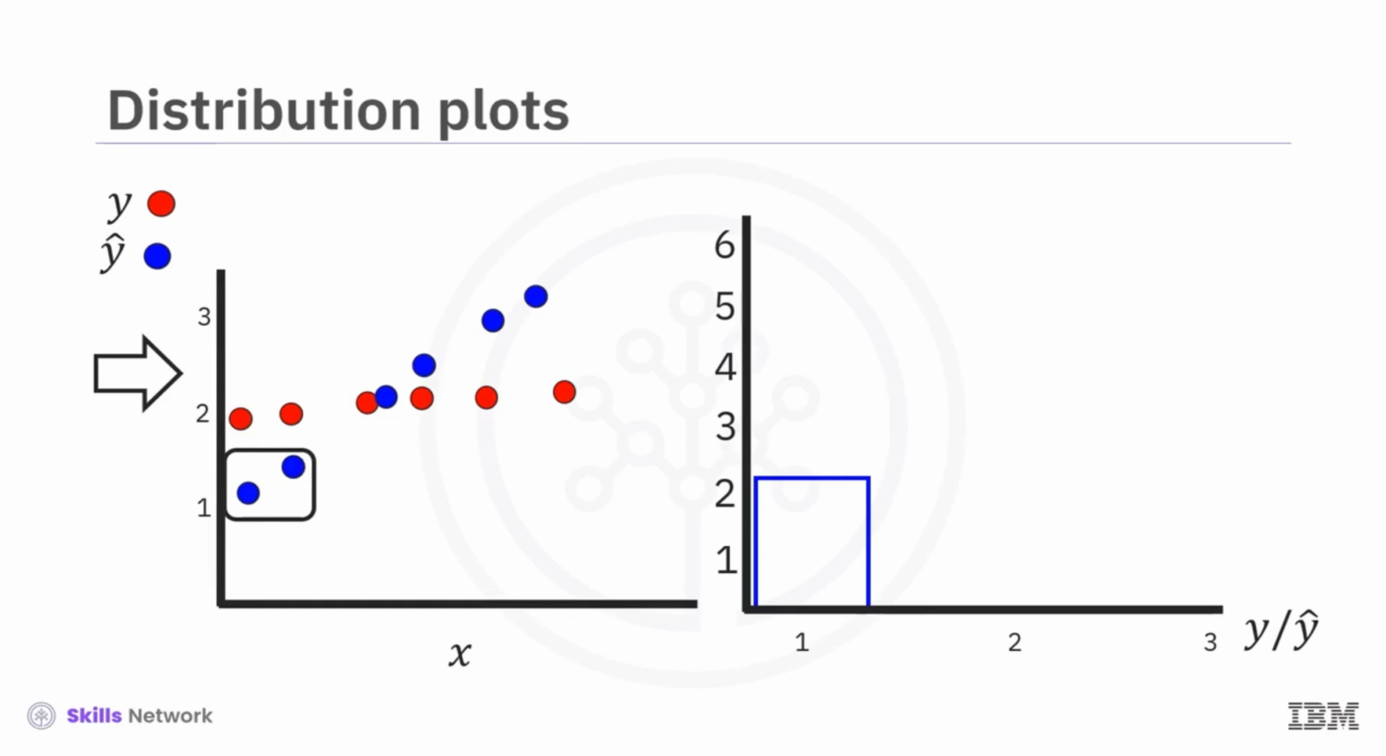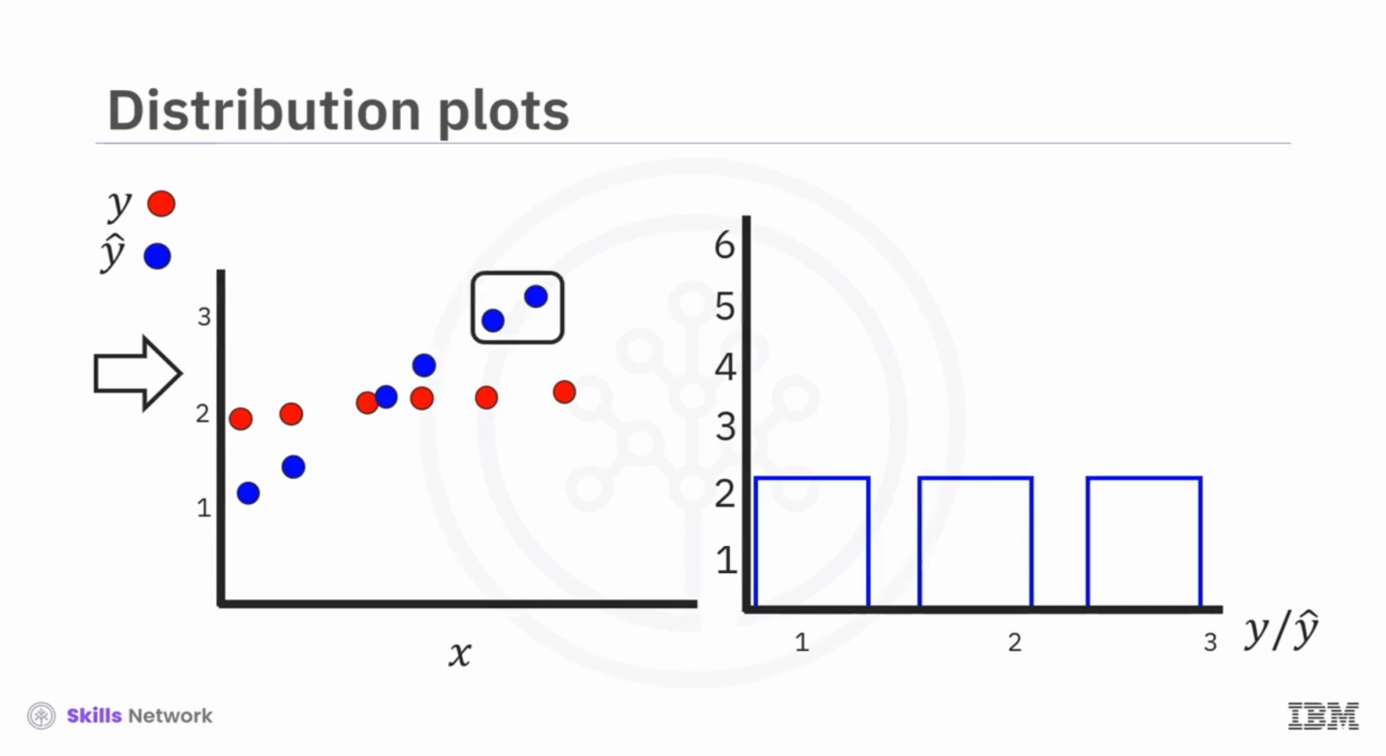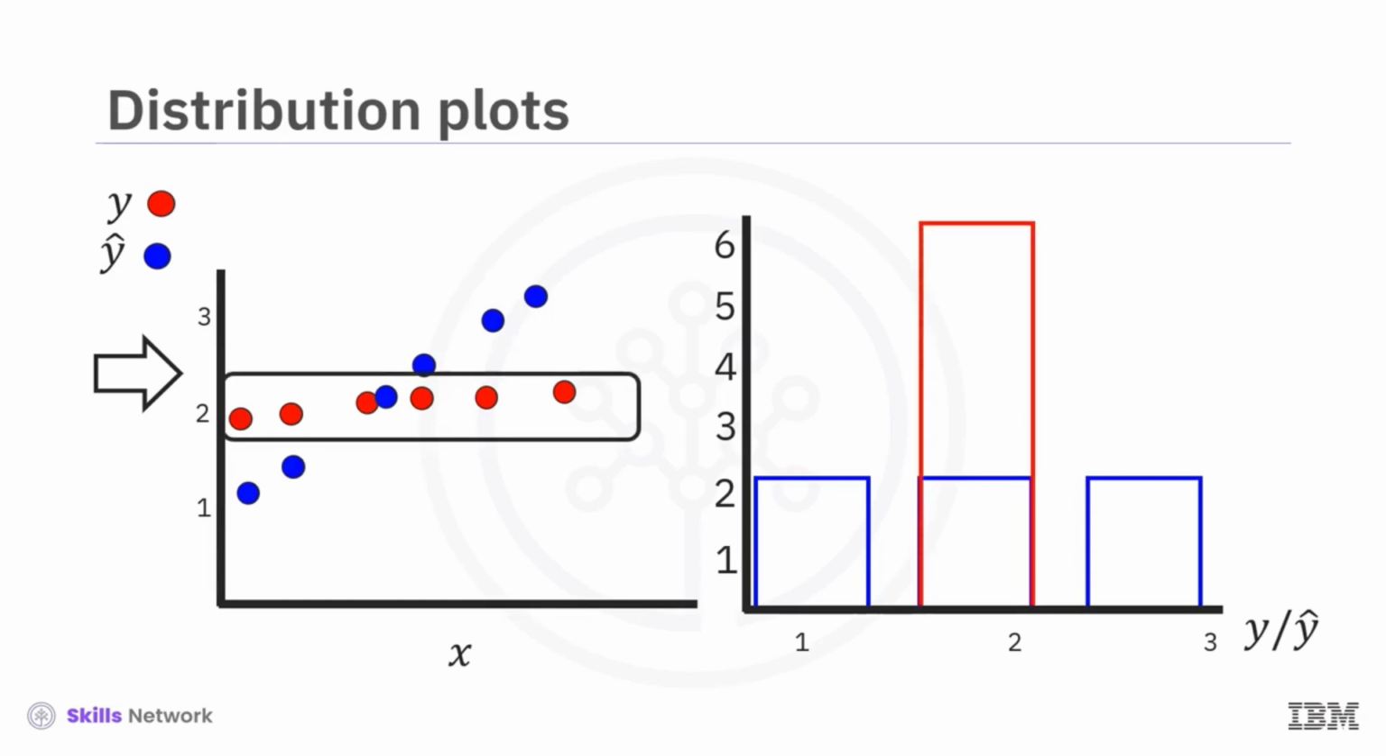We examine the vertical axis. We then count and plot the number of predicted points that are approximately equal to 1. We then count and plot the number of predicted points that are approximately equal to 2. We repeat the process for predicted points that are approximately equal to 3. Then we repeat the process for the target values. In this case, all the target values are approximately equal to 2.